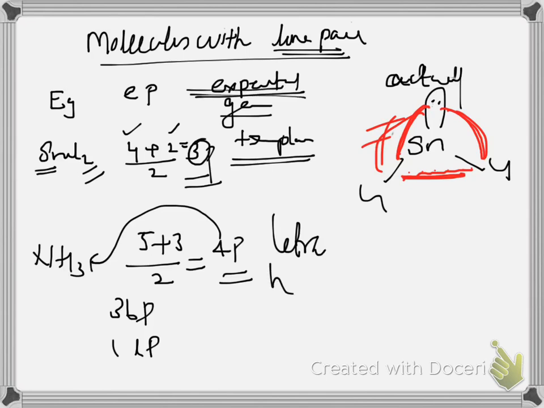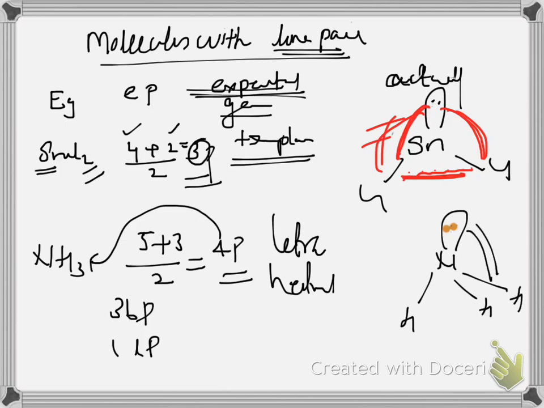Since it is 4 pairs, we are expecting tetrahedral. Expected geometry is tetrahedral, but actually nitrogen, lone pair, hydrogen. Here also lone pair-bond pair repulsion is much greater than bond pair-bond pair repulsion. Again we have a push from the top to bottom. So the bond angle decreases to 107 degrees instead of 109 degrees 28 minutes for tetrahedral.